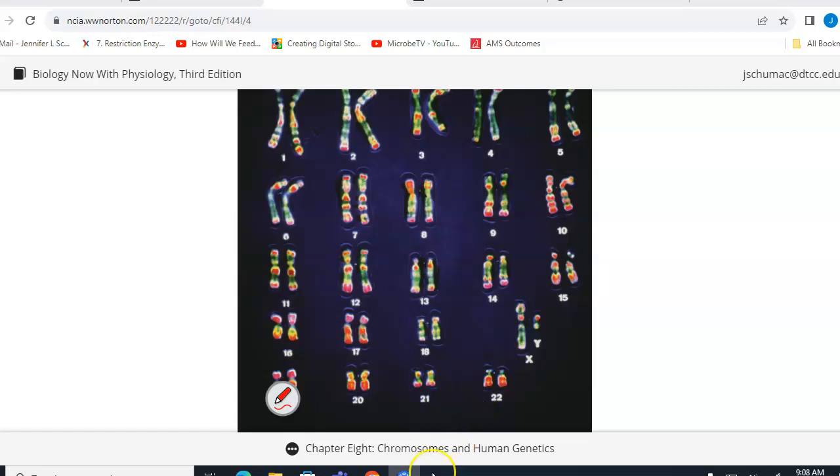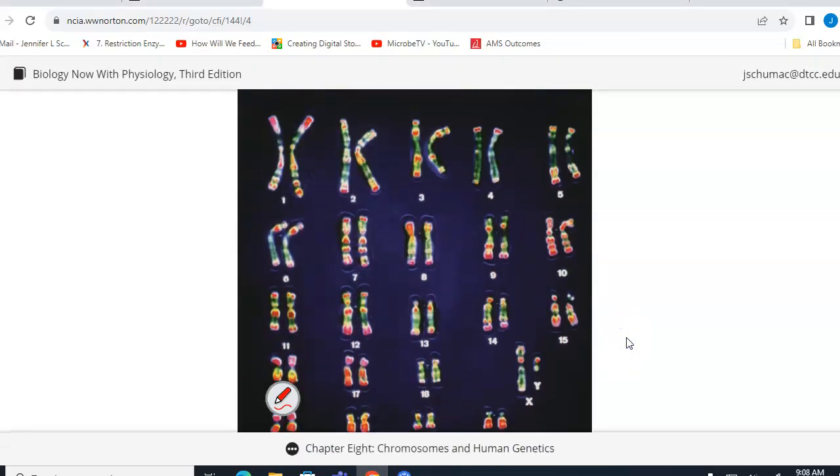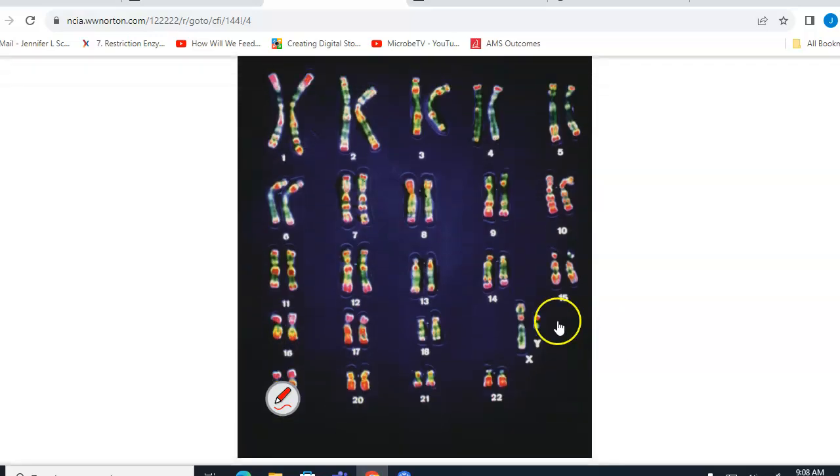This is an image from your textbook, figure 8.4 in your textbook there. What they're showing here is called a karyotype. And this is showing the different chromosomes. So chromosomes 1 all the way down through the 23rd chromosome, which are the sex chromosomes.